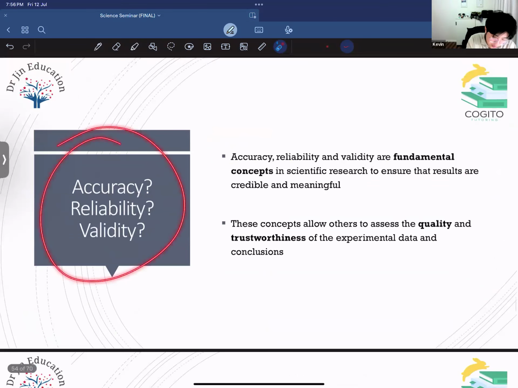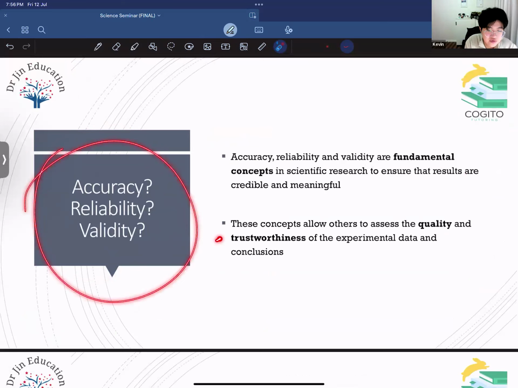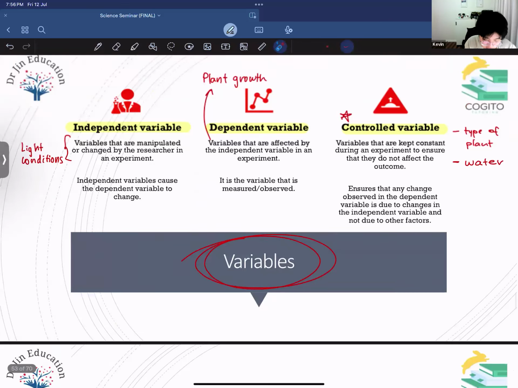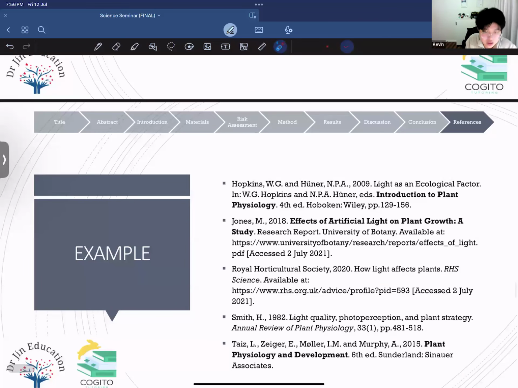And then who remembers which part this one belongs in? Discussing accuracy, reliability, and validity. Which part did it belong in the science report? Anyone remember? So I'll go back up here. Which one did it belong in?